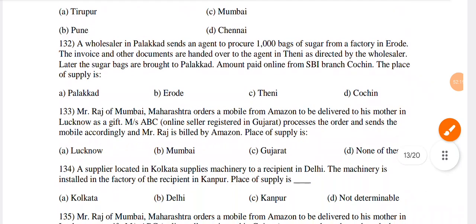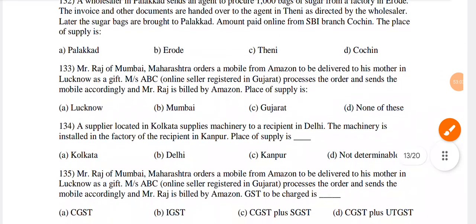Next question, a wholesaler in Cochin sends an agent to procure 1000 bags of sugar from a factory in Indore. The invoice and the other documents are handed over to the agent as directed by the wholesaler. Later the sugar bags are brought to Cochin and the amount is paid online from the SBI branch Cochin. The place of supply is option A, Palakkad. B, Indore. C, Tirupur. And D, Cochin. The correct option is B.